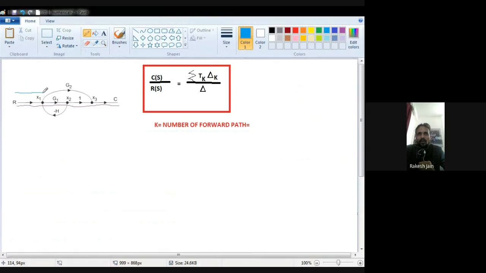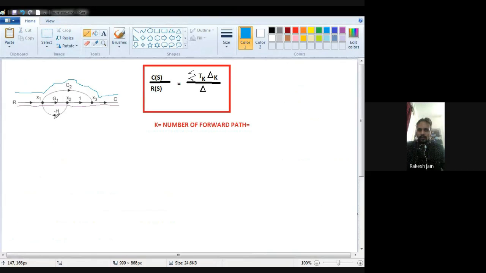Okay, now check whether any other forward path exists or not. Let me check with this light blue color. See, I start from the input side, then I jump from the x1 node toward the x3 node, then reach the output side. Okay, once again I find one more forward path, because I start from the input side and reach the output side without repeating any node or any branch.